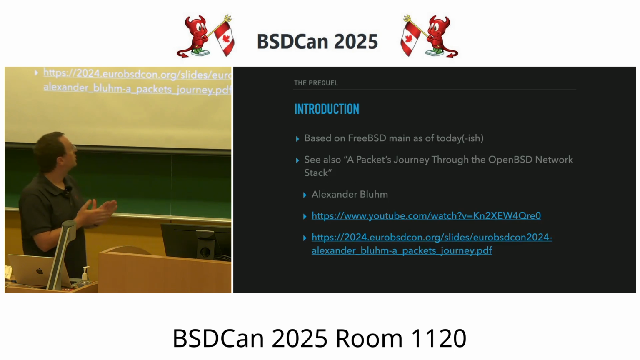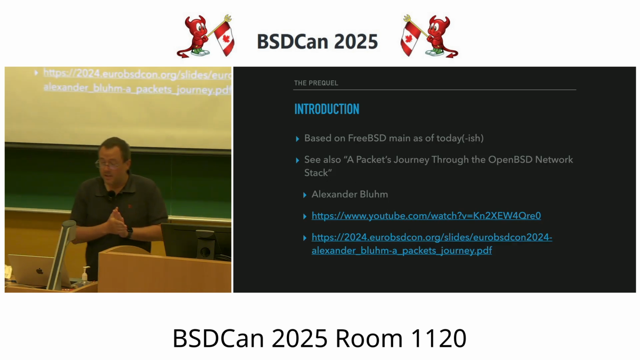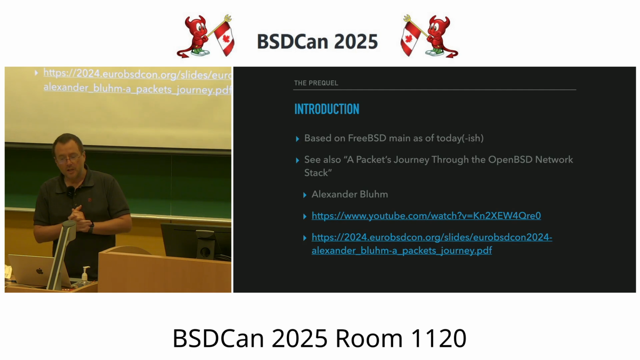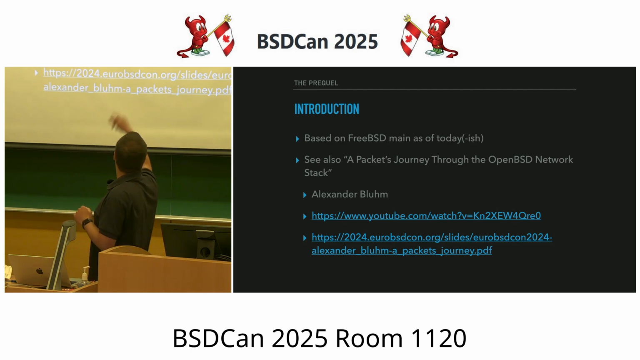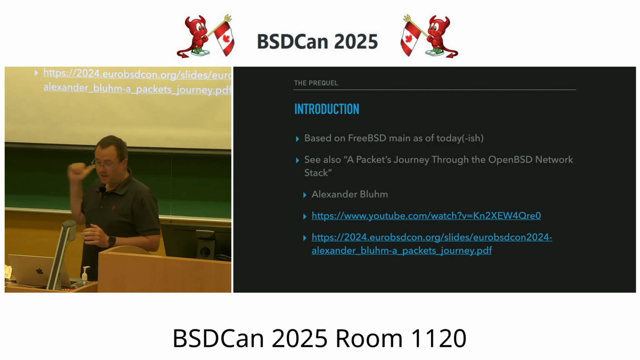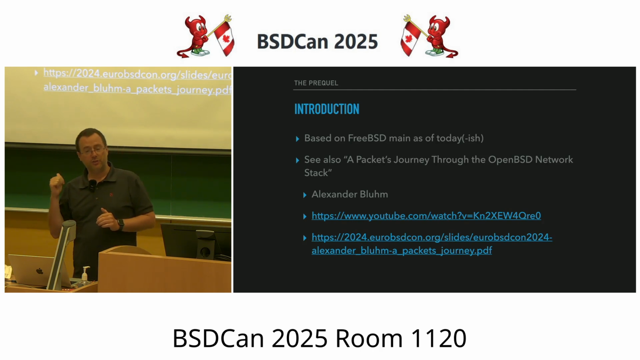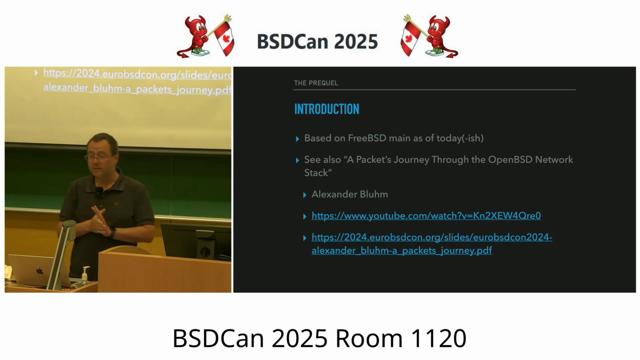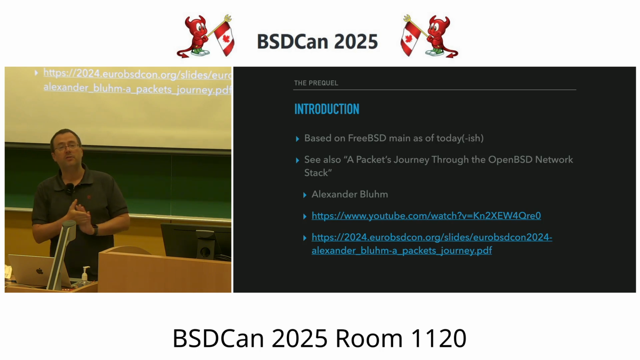The actual introduction, where does this talk come from? It is shamelessly stolen from Alexander Bloom's talk, A Packet's Journey Through the OpenBSD Network Stack. He presented this at EuroBSD, YouTube link there. I'll give you all 2 seconds to write that down. It's a very good talk. It gives a good overview of how packets transit the OpenBSD network stack that turns out to mostly apply to FreeBSD as well. It is very nice to have that context for this talk.